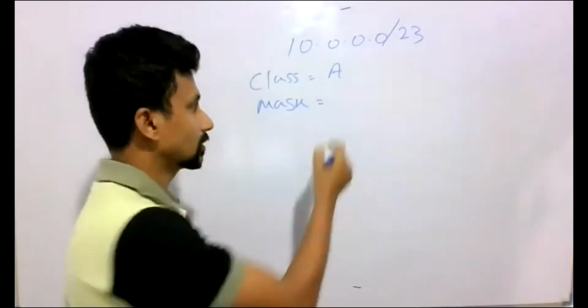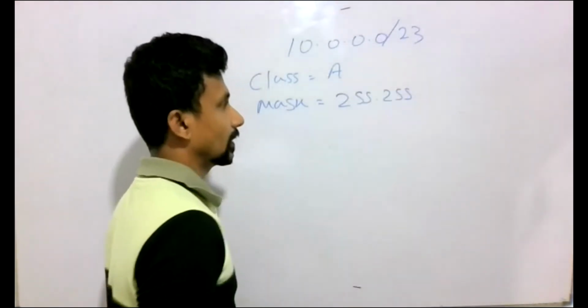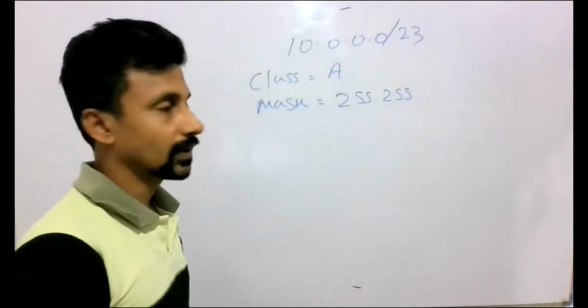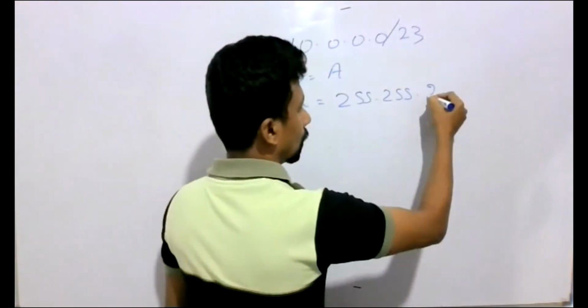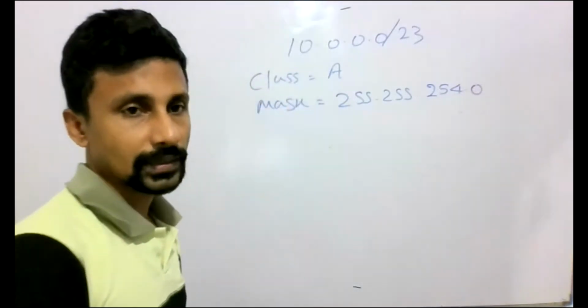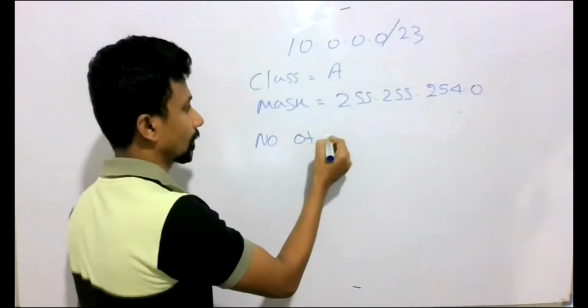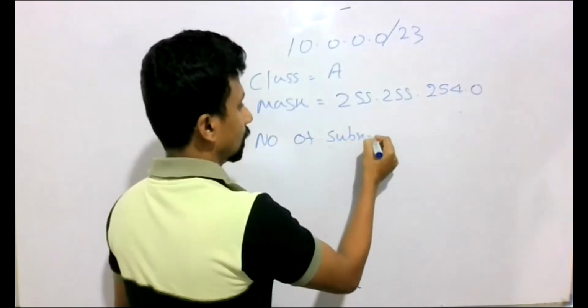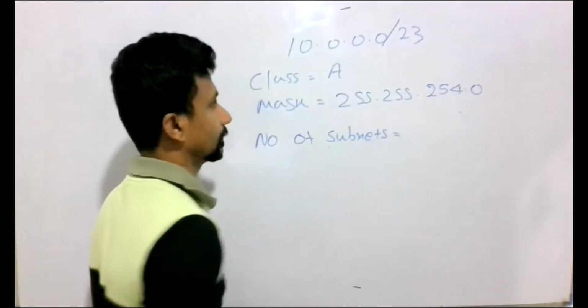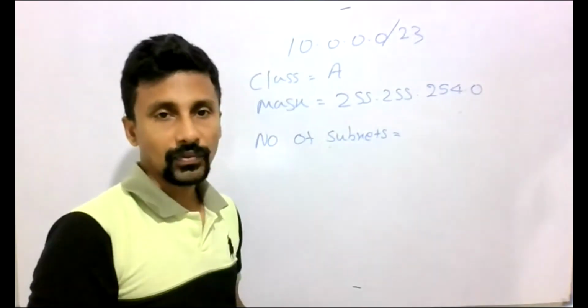So 8 bits mean 255. Then another 7 bits. 7 bits means 254.0. This is your mask. Then number of subnets. So here is a class A. Class A means you have 8 bits by default.